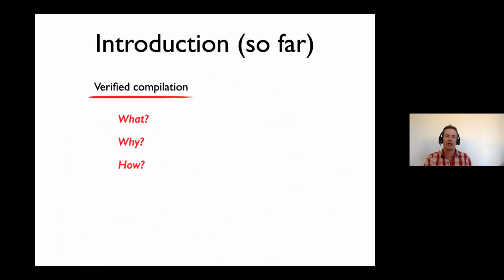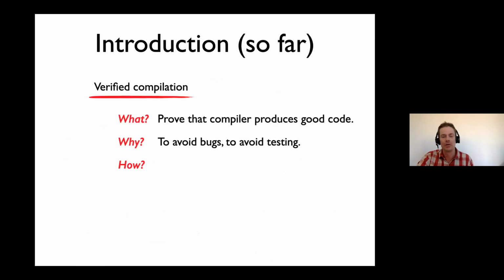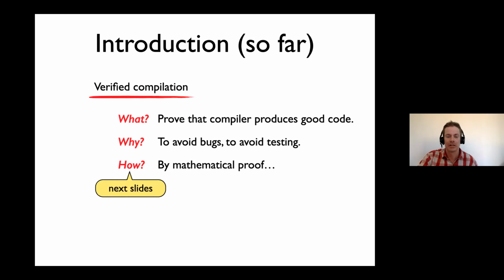Okay, so I'll just talk a bit more on this topic. I've said that to have a verified compiler is to prove the compiler produces good code. Why? To avoid bugs, to avoid testing of the compilers, which can never be complete. And then how is something I thought I'd spend a few slides on. Maybe it's obvious, maybe it's not. As I said, I really don't know my audience here, so feel free to ask any kind of questions, both beginner questions or expert questions. So this is the next few slides.